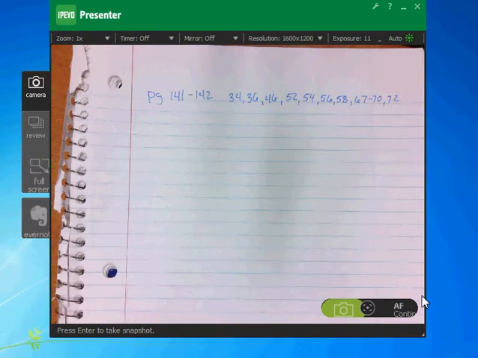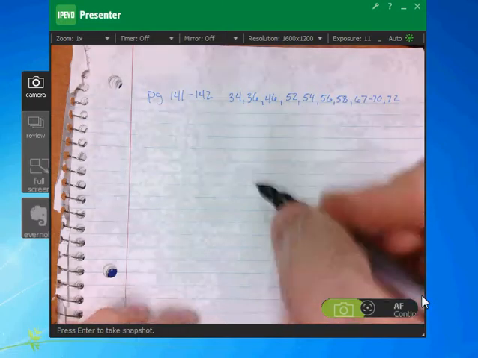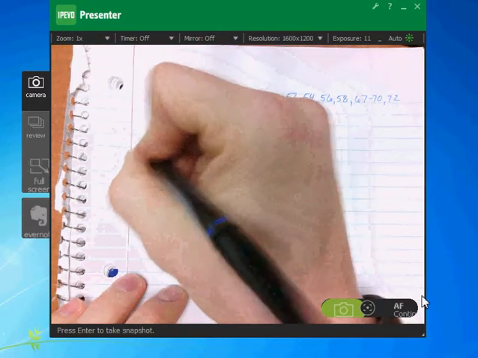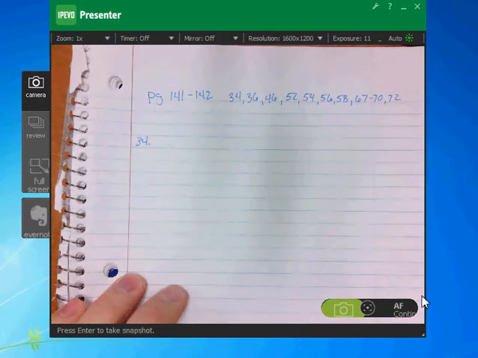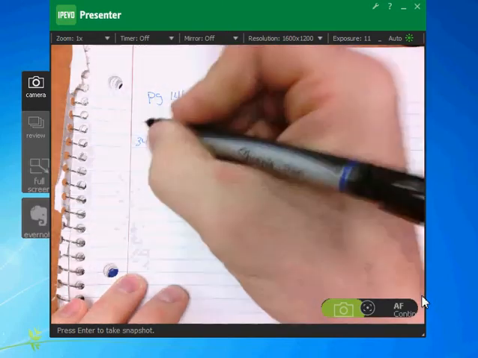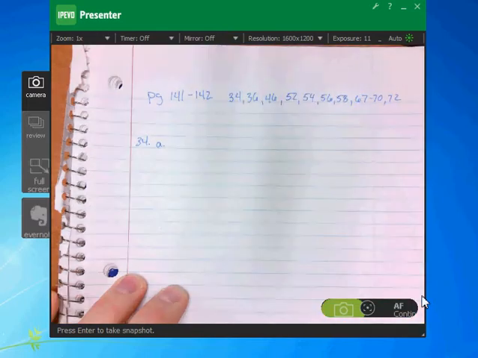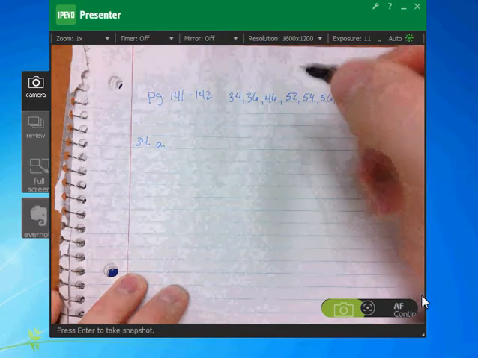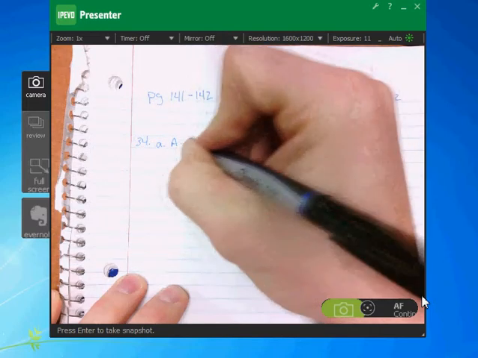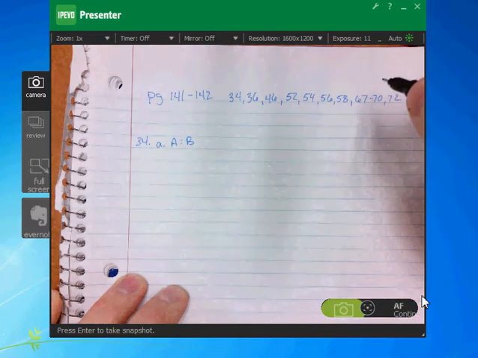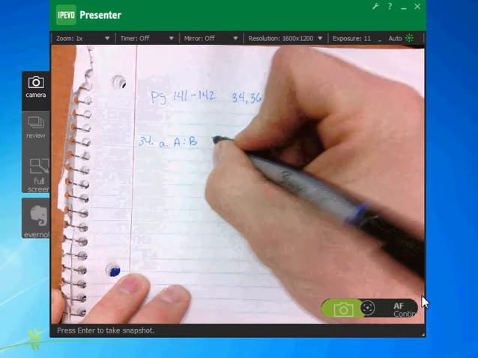So checking over our homework, page 141 to 142. The first couple problems here are the same as what we did in class. So for example, number 34, I'm just going to give you the answers here, and then I'm going to do number 36 so you can see how it goes. This is where we're given two numbers and we have to find the ratio. So for part A, we're looking for the ratio of A to B.